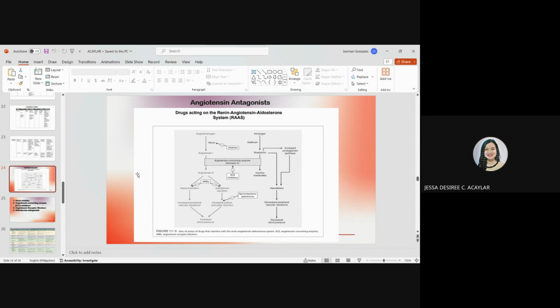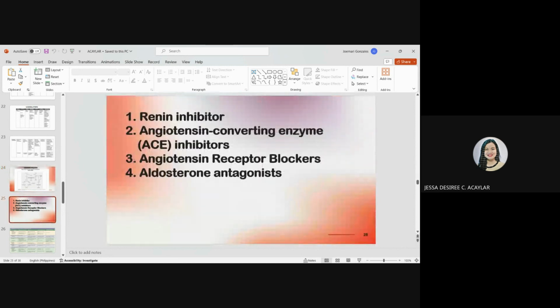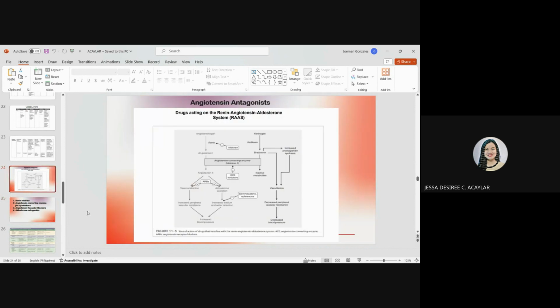So next is the angiotensin receptor blockers. Under dito yung mga sartans natin, valsartan, losartan. Site of action is the AT1 receptor. It blocks the angiotensin 2 type 1 receptor. Prevents angiotensin 2 from binding to target sites. So, kapag na-prevent, nagre-reduce ang vasoconstriction and aldosterone secretion. It does not increase the bradykinin.